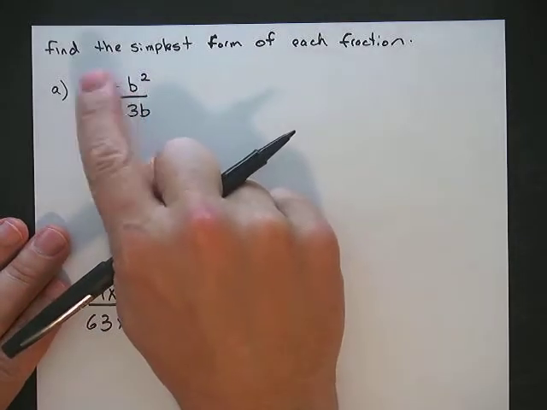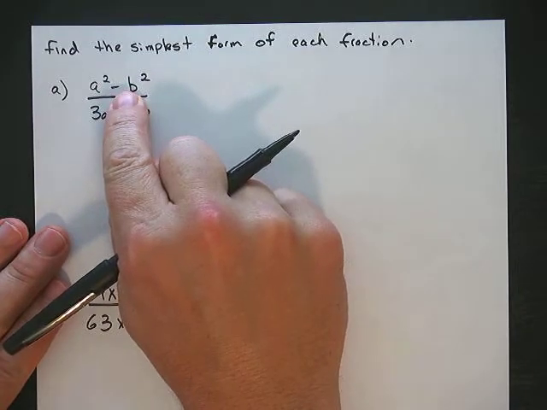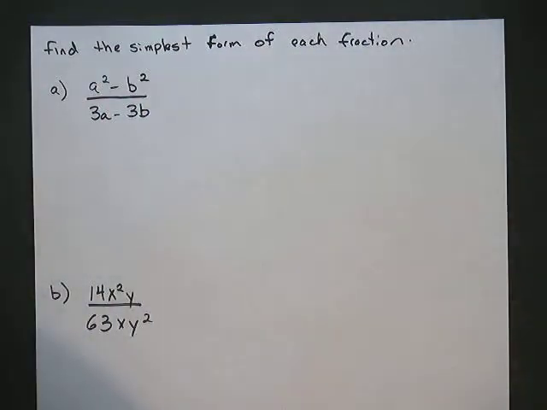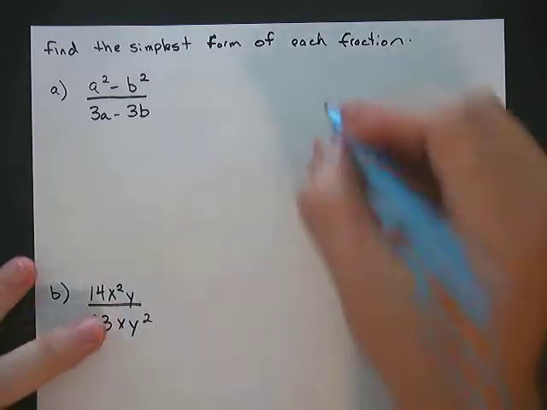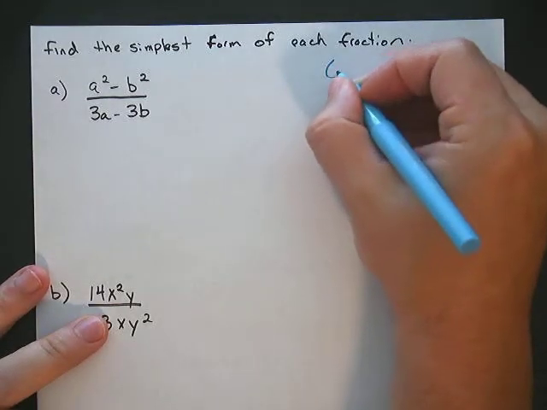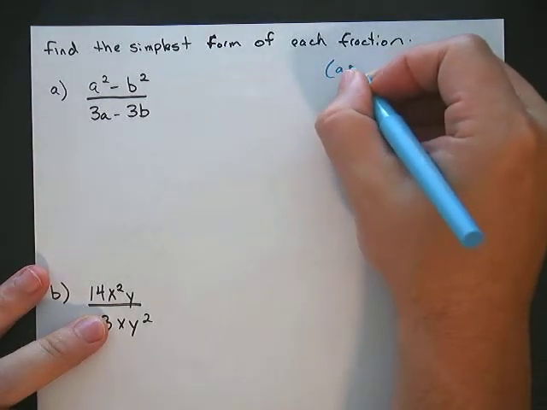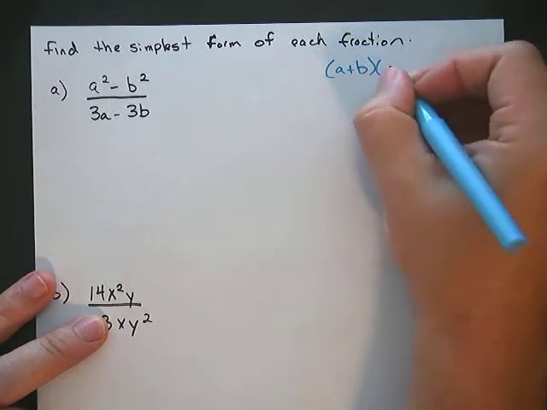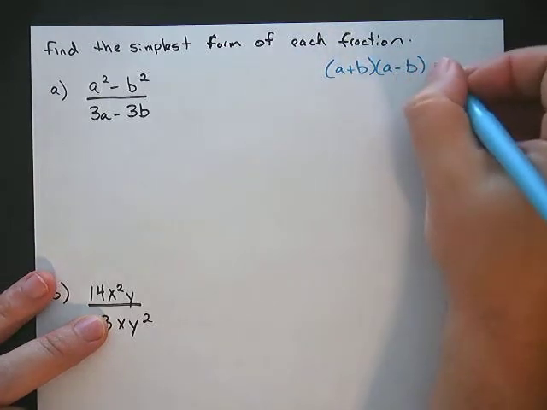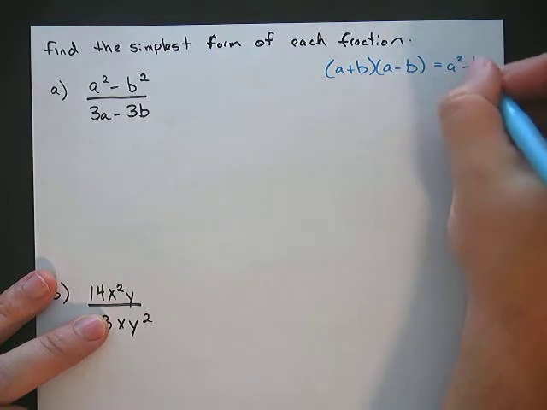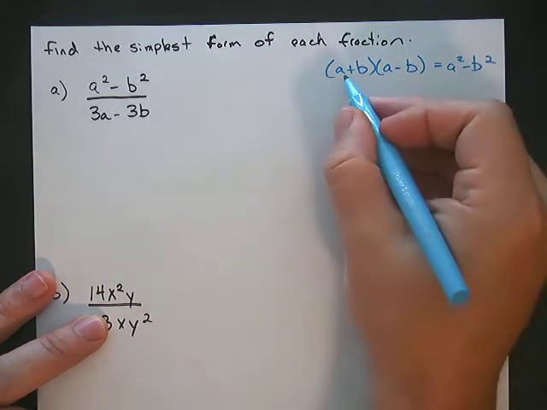And you may recognize this a squared minus b squared is a difference of squares formula. And the difference of squares formula is basically this. If you have a plus b times a minus b, it's equal to a squared minus b squared. Now you can prove that by distributing here.